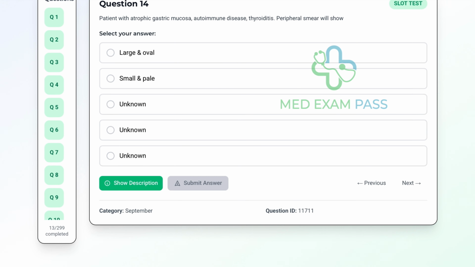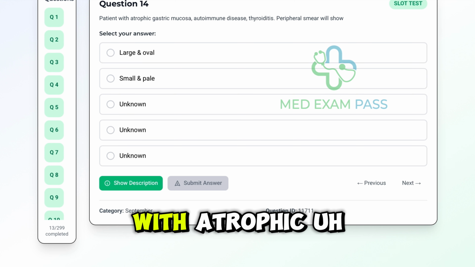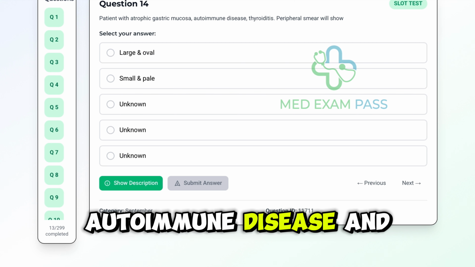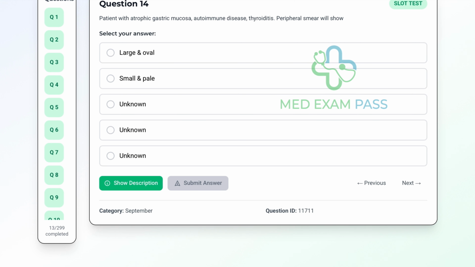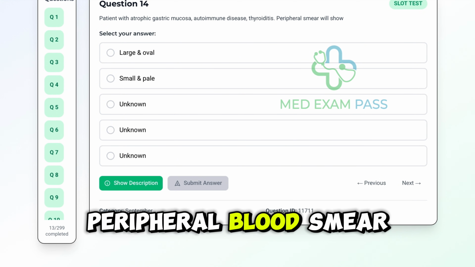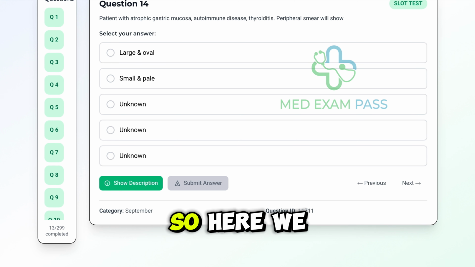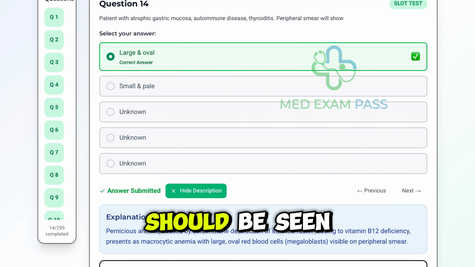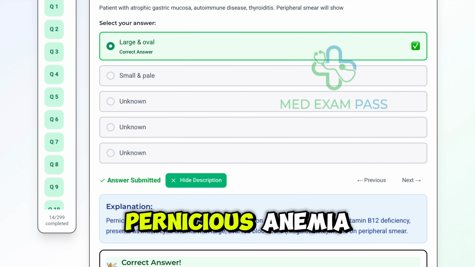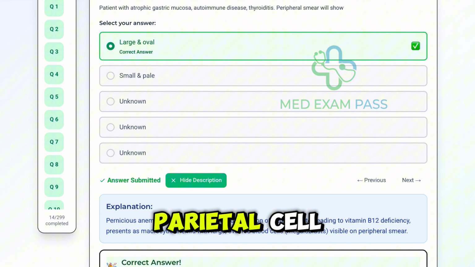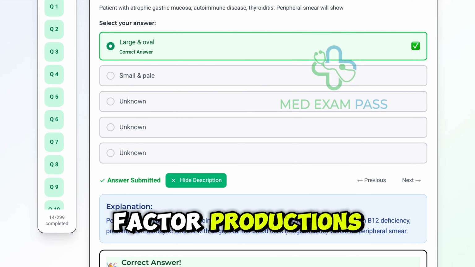Next question, number 14. A patient with atrophic gastric mucosa, autoimmune disease, and thyroiditis presents for evaluation. What will the peripheral blood smear show? Here we see large oval red blood cells, macro-ovalocytes, because it's a case of pernicious anemia, an autoimmune disease characterized by the destruction of the gastric parietal cells leading to loss of intrinsic factor production.